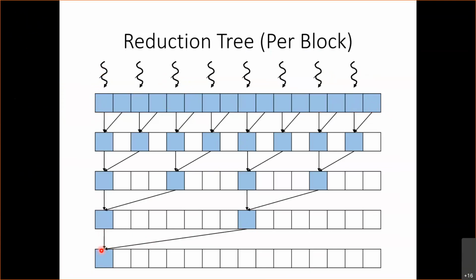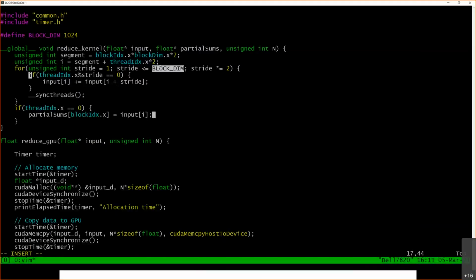Oh, I see. Okay. Thank you. Okay, so that is why. So here, block dim is not the size of the array that we're reducing. It's the size of the block. Right? For the size of the array, then yes, we would have less than the size of the array. It would be 2 times block.